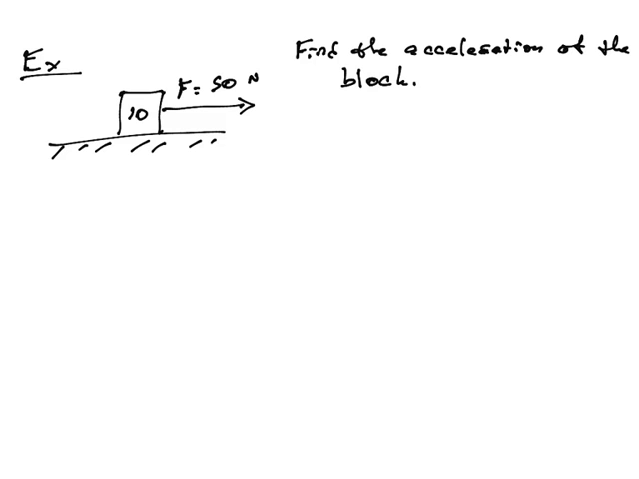Okay, nice easy question. There's a block on top of the floor. Let's say there's no friction or anything on the floor. There's a rope attached to the block. You pull on the rope perfectly horizontally, applying a force of 50 newtons. You want to know, how will this block move? What acceleration will the block have?